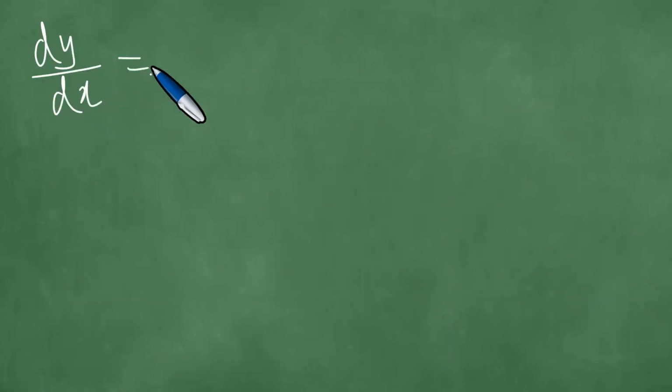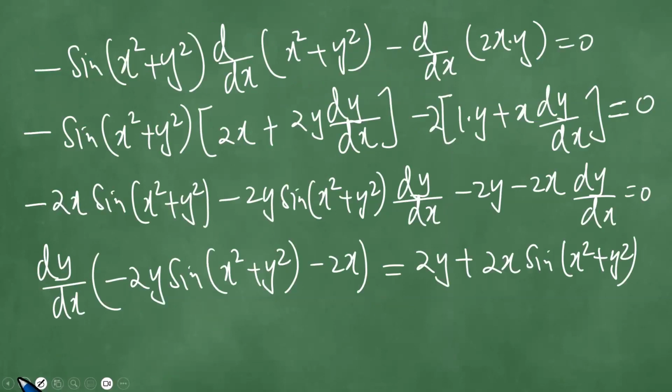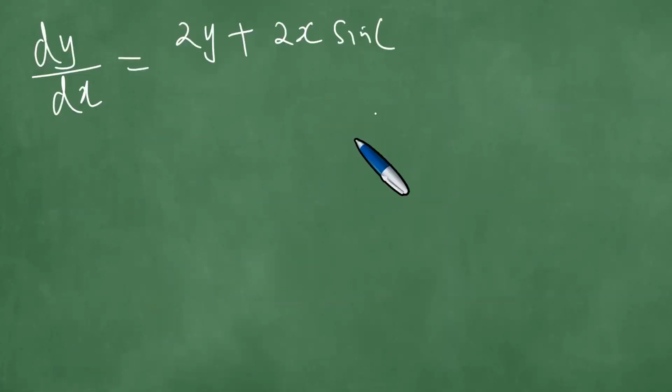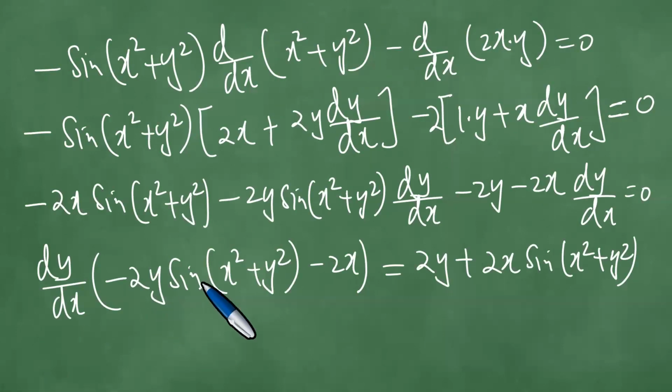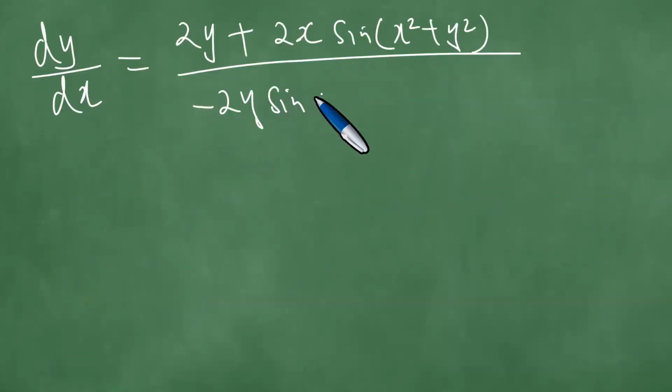Which means here you have dy/dx times 2y plus 2x the sine of x squared plus y squared. You divide everything by this expression. So what is this expression? It's minus 2y the sine of x squared plus y squared, minus 2x, like so.